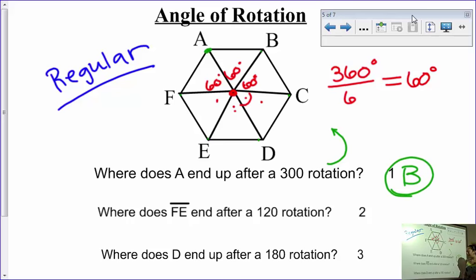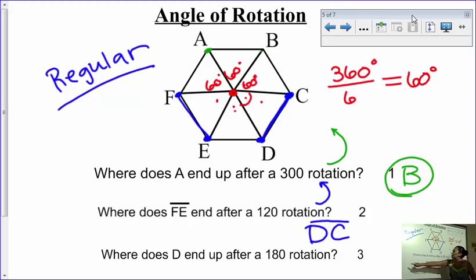Okay, so where does FE, and we're talking about the segment FE in that order, starting at F and going to E, where does that end up after a 120-degree rotation? And again, we're going to go counterclockwise. I'm going to start with F. F is going to go 120 degrees, so 60 to E, 120 to D. So this is my beginning of my next segment. I'm going to write that down. E is going to go 60 degrees to get to D, and then 60 more, 120, to get to C. So this is where my new segment is. C comes second, and make sure you put that notation up there.